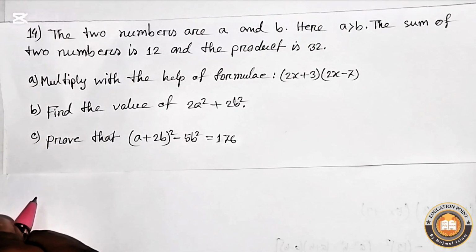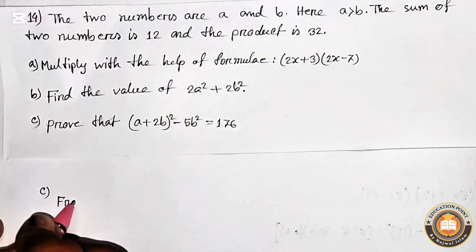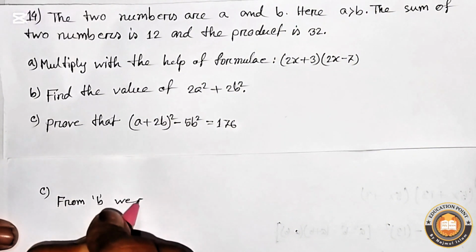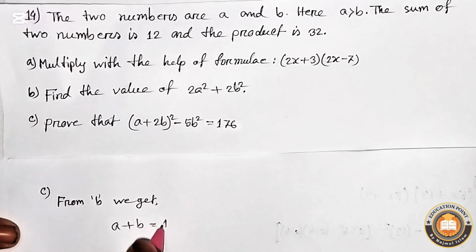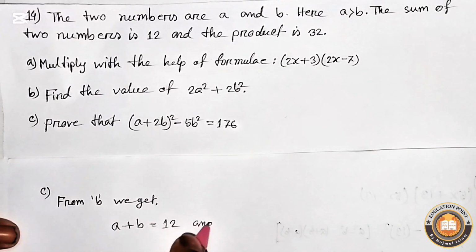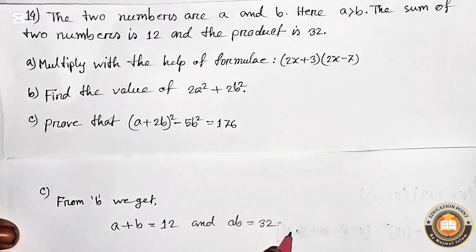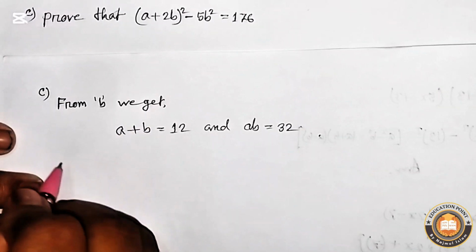Number C: prove that (a + 2b) whole square minus 5b square equals 176. From B we get a + b = 12 and ab = 32. At first we will find out the value of a minus b.